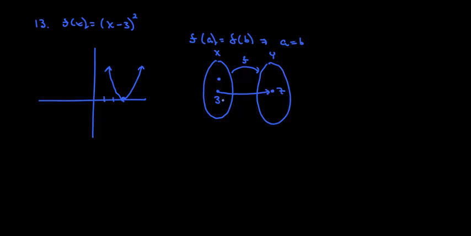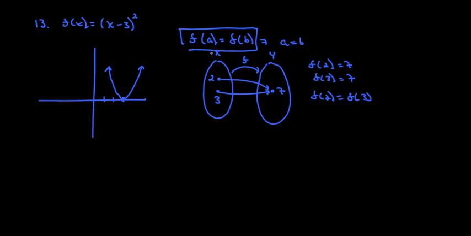If a different number besides 3 also maps over to 7, so if 2 maps over to 7, then what this says is f of 2 is equal to 7, and f of 3 is equal to 7. So notice that f of 2 is equal to f of 3. That's what this definition is talking about. Now, if they're equal to each other, then a should be equal to b. So then 2 should be equal to 3, but it's not. So since it's not, this is not 1 to 1.